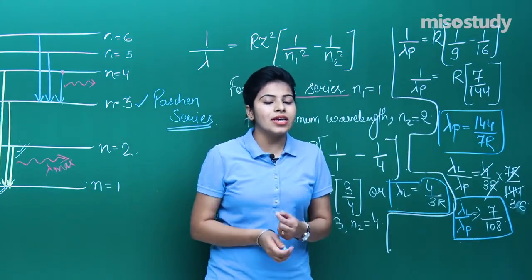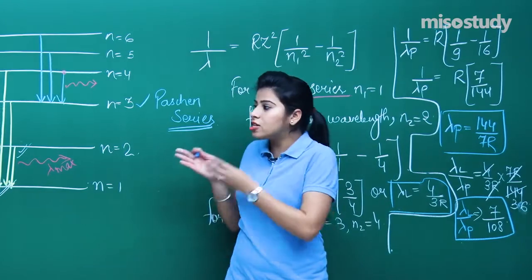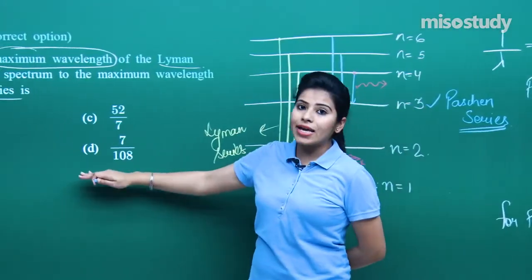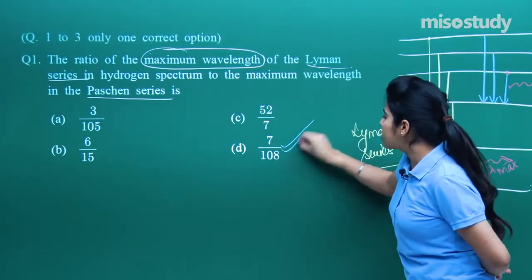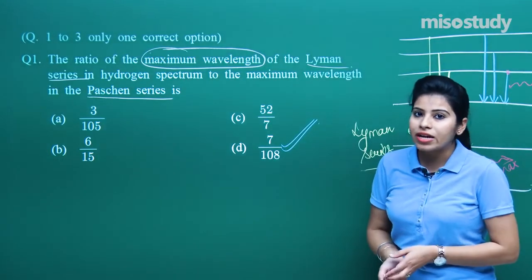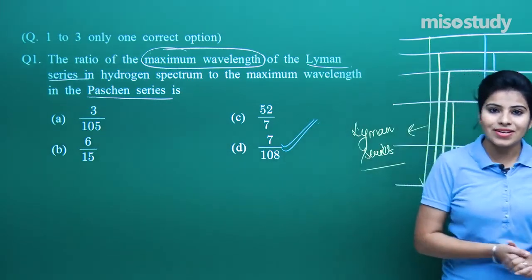Now let us just see whether there is any option available in the question or not. So let us just move towards the question and see, is there any option? Yeah, I can see that there is an option D, 7 by 108. So this is the correct answer. You can just note it down and then we will be beginning this, right?